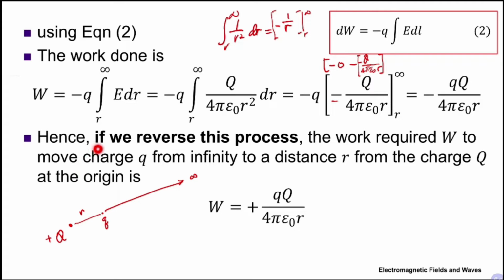If we reverse this process, meaning we bring this charge from infinity to this point, where q is, which is R distance from plus Q, then we simply reverse the limits from infinity to R. And if you go through the process, this just becomes positive instead of negative. So the work done to move from infinity to R is equal to small q times big Q over 4 pi epsilon naught R. So that's the work done.